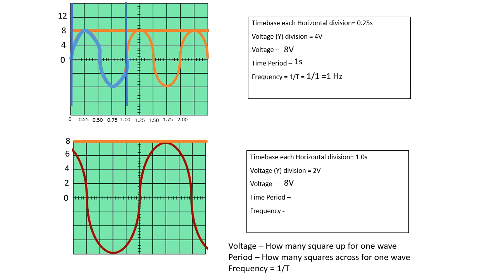Now this time my time base is 1 second, so each square across is worth 1 second, which means I can measure from the start to the end of my wave, and this means that I have 8 complete squares. So 8 complete squares with one square being worth 1 second tells me that the time period is 8 seconds. If I want the frequency this time, I've got to do 1 divided by the time period. Time period is 8 this time, so I'm doing 1 divided by 8, which gives me 0.125 Hertz.